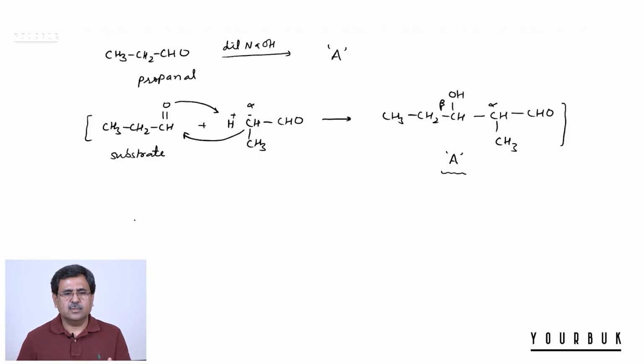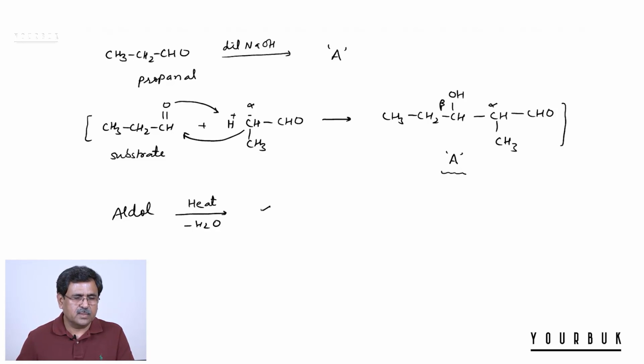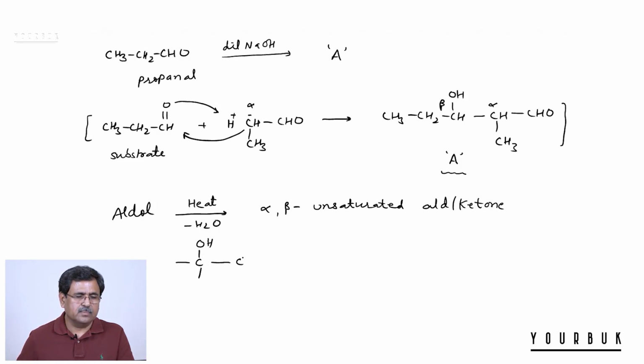And these aldols on heating undergo dehydration to form alpha beta unsaturated aldehyde or ketones. So aldol on heating undergoes dehydration, loss of water, to form alpha beta unsaturated aldehyde or ketone. For example, this is beta hydroxy aldehyde or ketone.